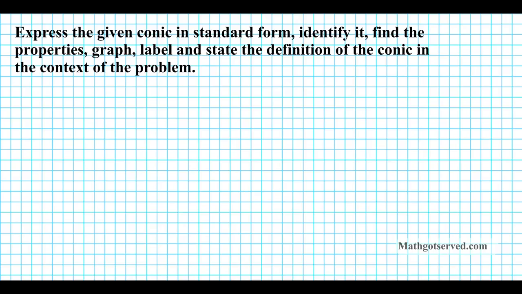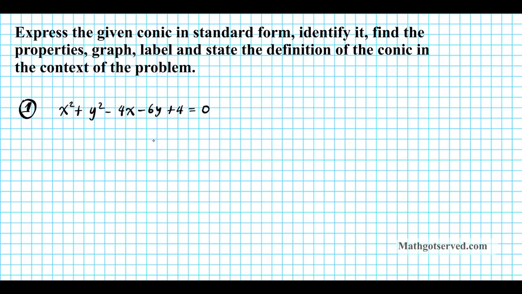We are to express the given conic in standard form, identify it, find the properties, graph, label, and state the definition of the conic in the context of the problem. All right, so for problem 1, we're going to consider the conic given by the equation x squared plus y squared minus 4x minus 6y plus 4 equals 0.